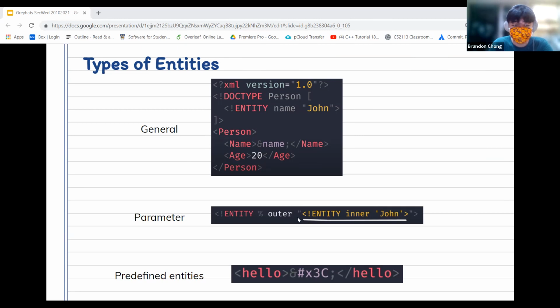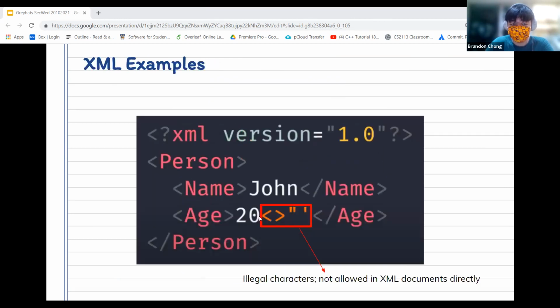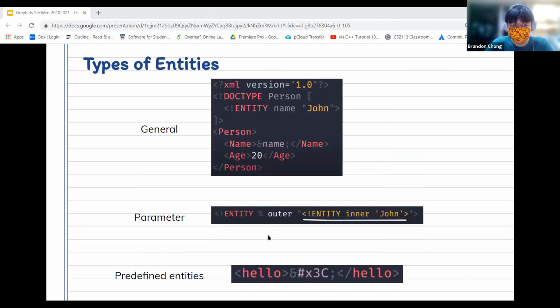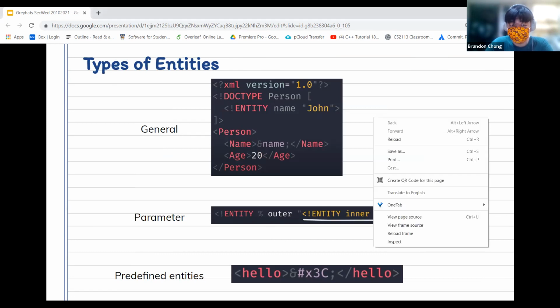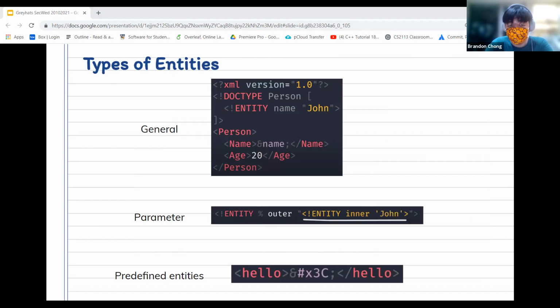The next one is predefined entities. These are special character entities that correspond to predefined values. If you recall the earlier example on these angle brackets, instead of using the open angle bracket directly, we can use the hex representation of the angle bracket in ASCII, and then put it within our XML text. So this basically corresponds to your open angle bracket.